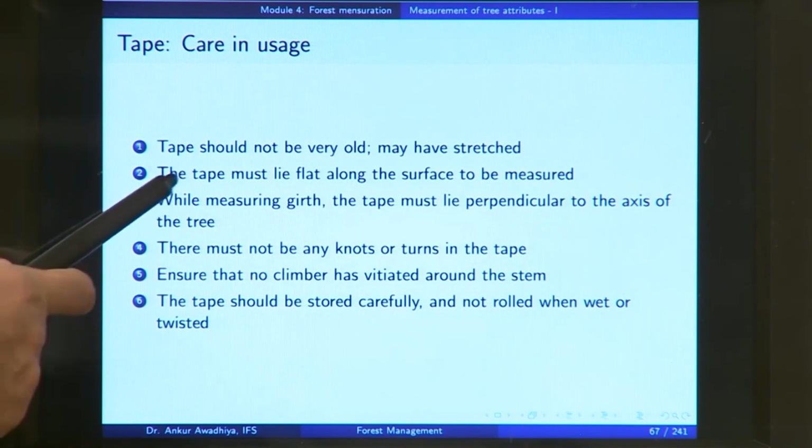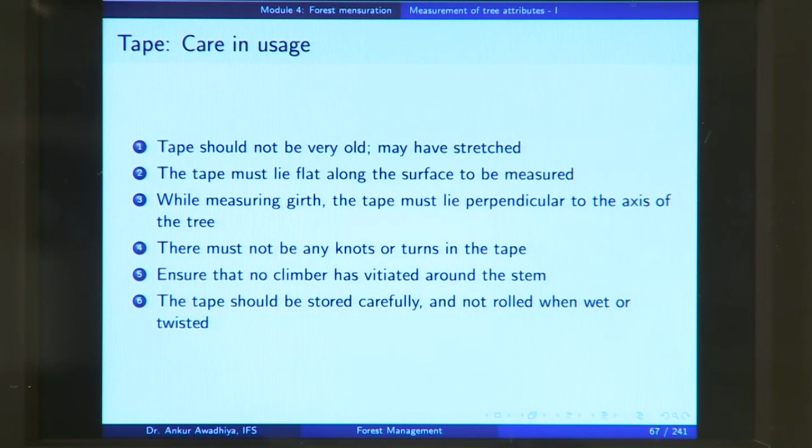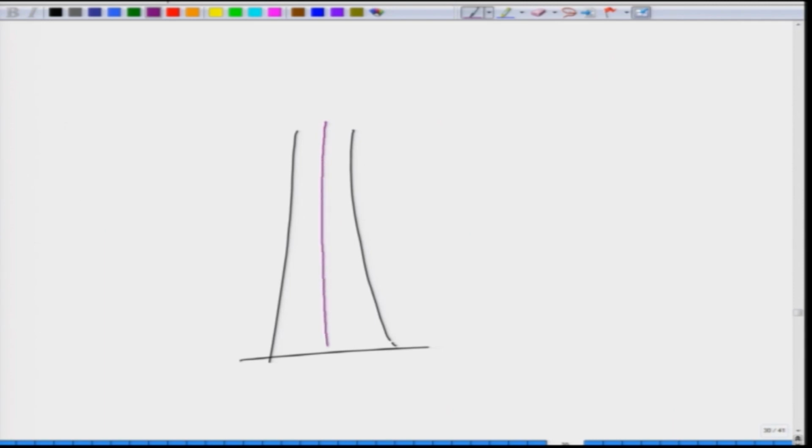When measuring girth, the tape must lie perpendicular to the axis of the tree. What we are saying here is that when you are taking a girth measurement, this is your tape, and this is your tree axis. So, your tape must be perpendicular to the tree axis. If you keep a tape like this, you may overestimate the girth. So, this is another care that should be kept in mind.